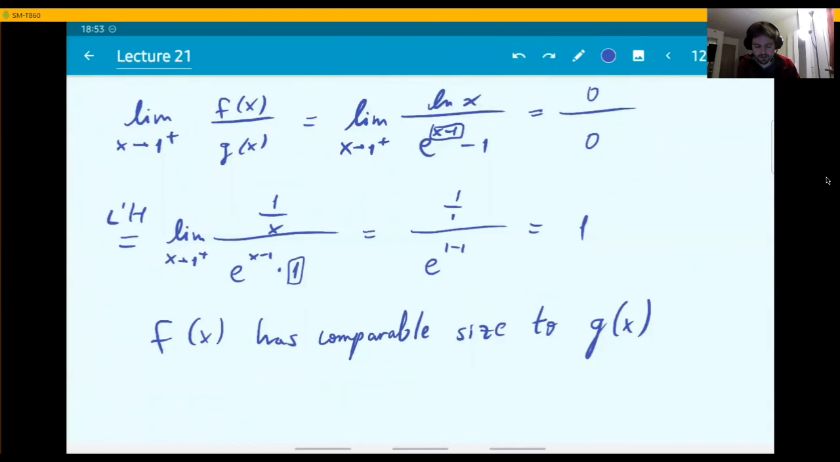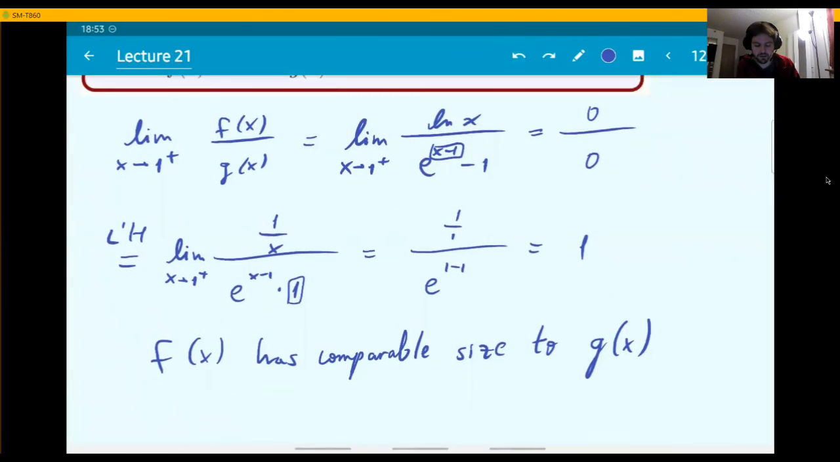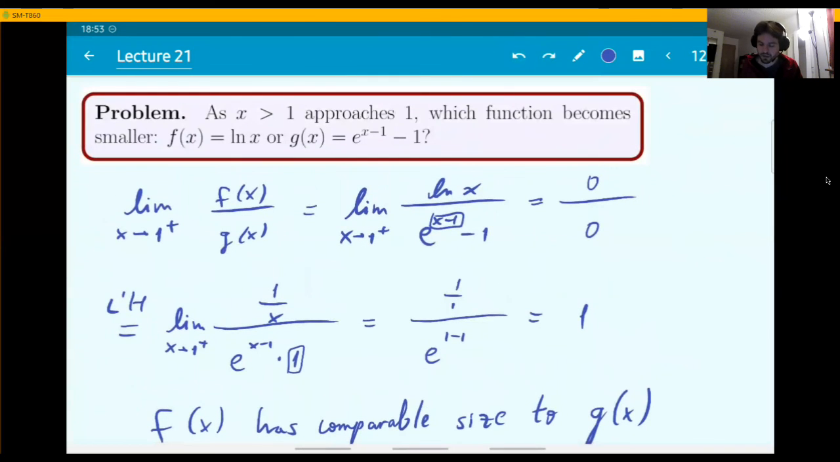So yeah, we can do L'Hopital. We can apply L'Hopital to things like this, where we compare one function to another. But I think that's going to be it for this review.